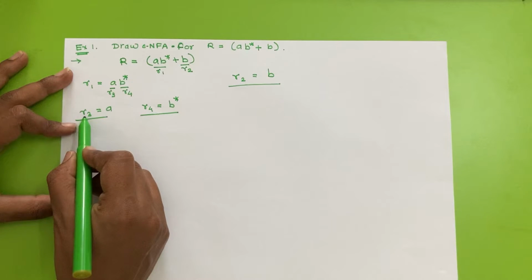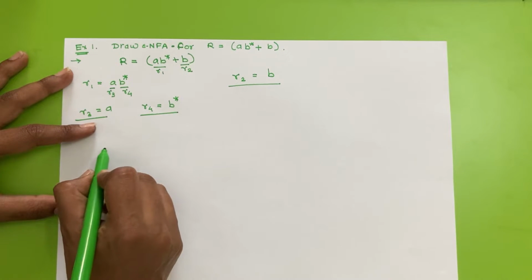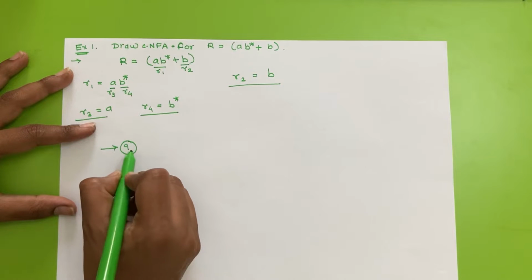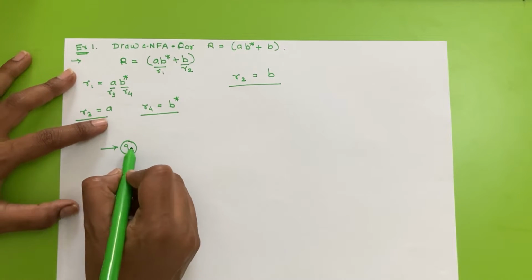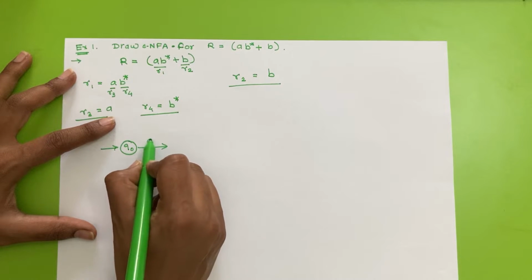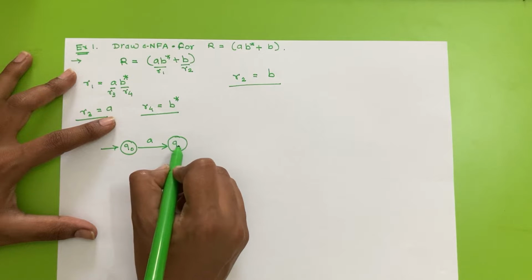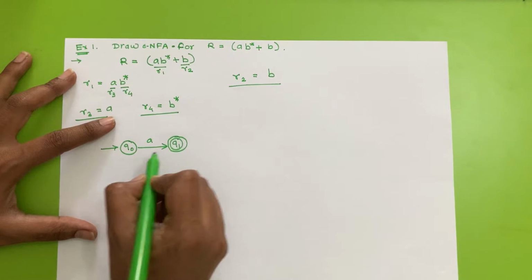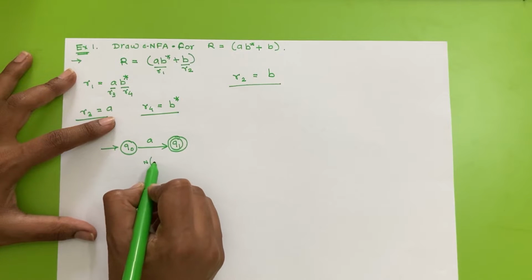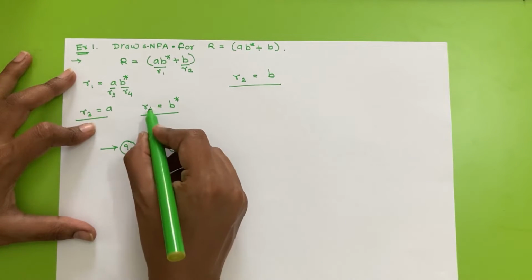Okay, so we'll draw the diagram for R3. R3 is nothing but single A, so the diagram for R3 will be Q0, then we need A, then Q1. Okay, so this is the diagram for the NFA for R3.